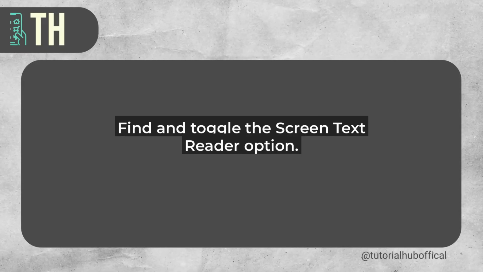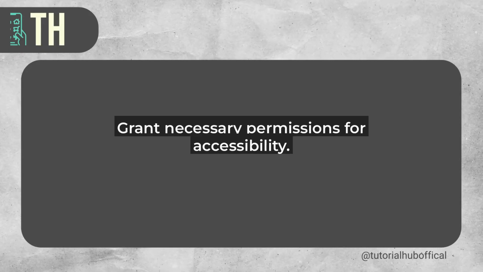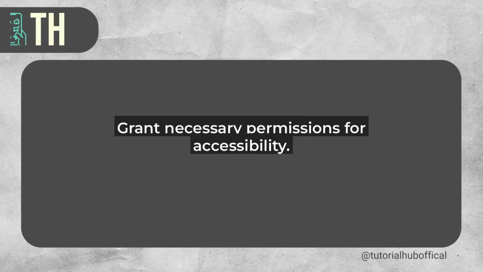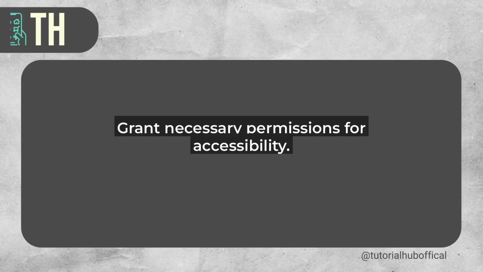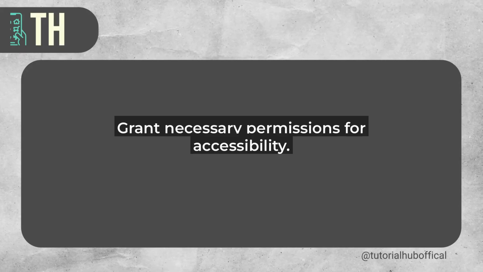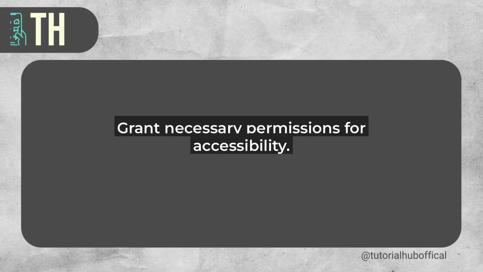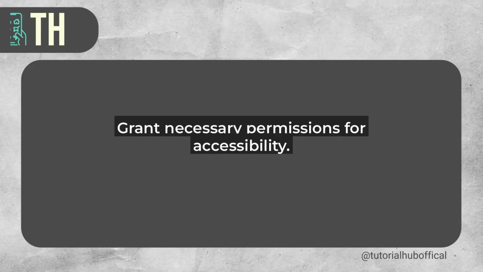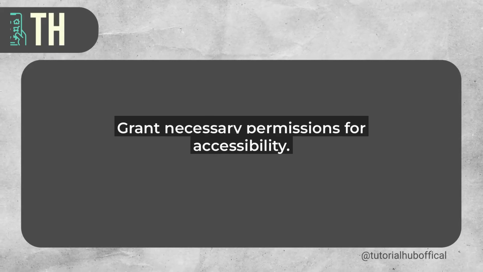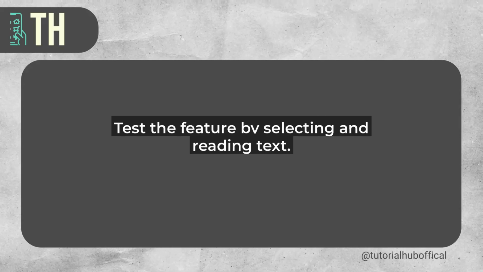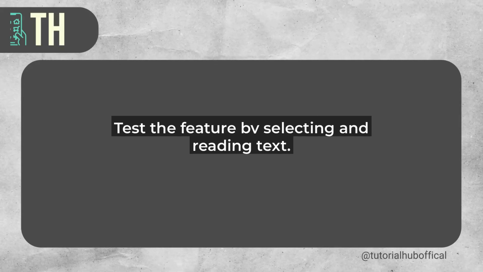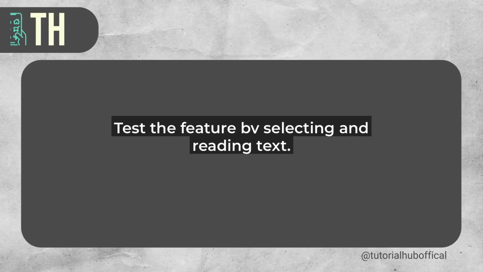You'll probably need to grant permissions for accessibility services and microphone access, so go ahead and allow those when prompted. Step 5. Once enabled, exit settings and return to the main screen. Point your camera at any text on your screen, like a photo or a web page, then tap the text and select the Read Aloud button. Your phone will start reading it out loud.